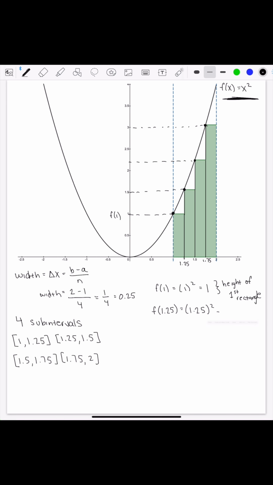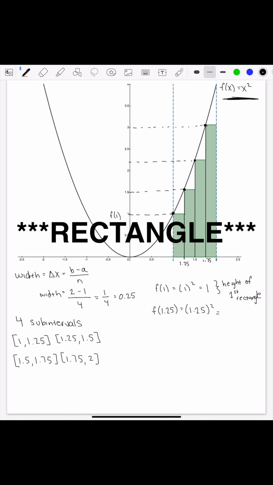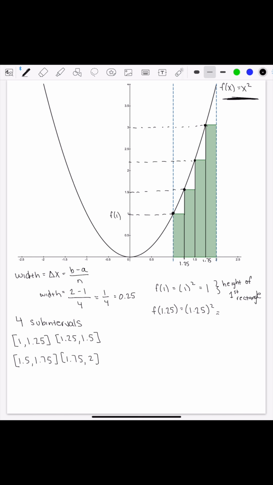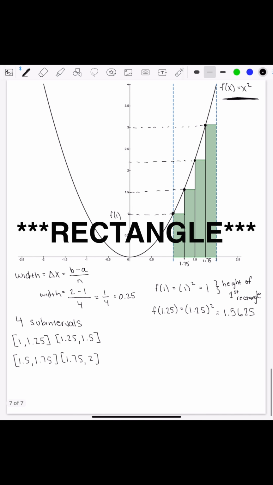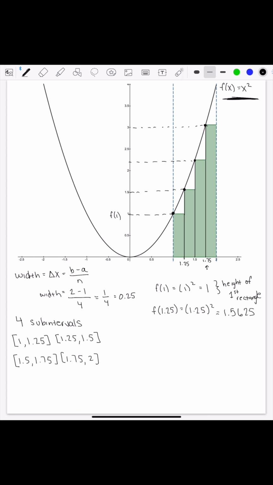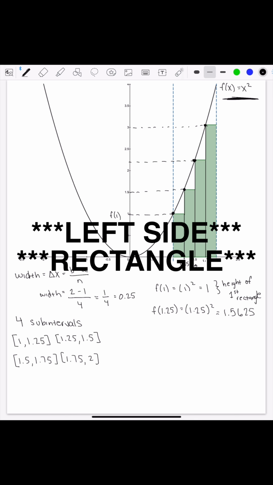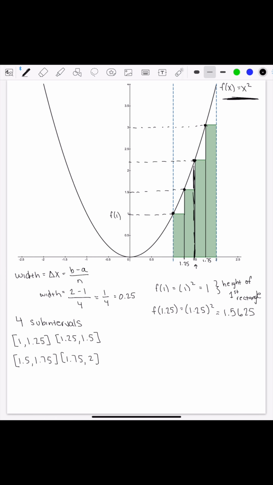And that's going to give me the height of the second rectangle, so let's calculate that. 1.25 times 1.25 is 1.5625. And then for the third rectangle, remember that's at 1.75? Oops, I lied. For the third rectangle, the right side is right here, so that corresponds to 1.5.